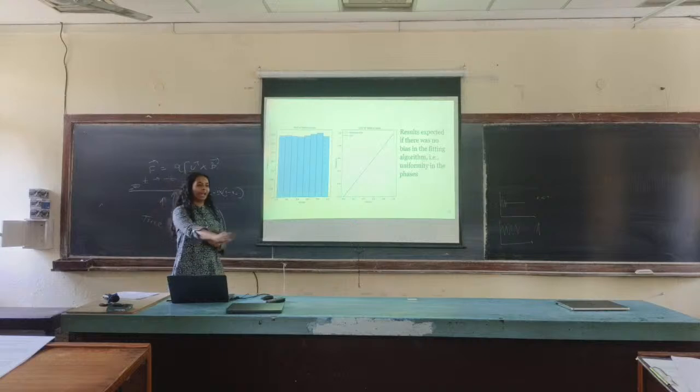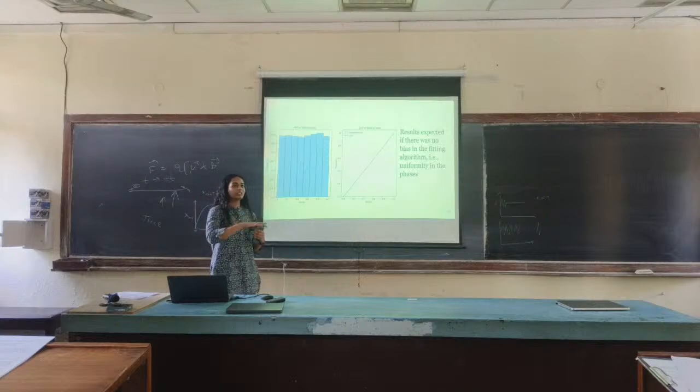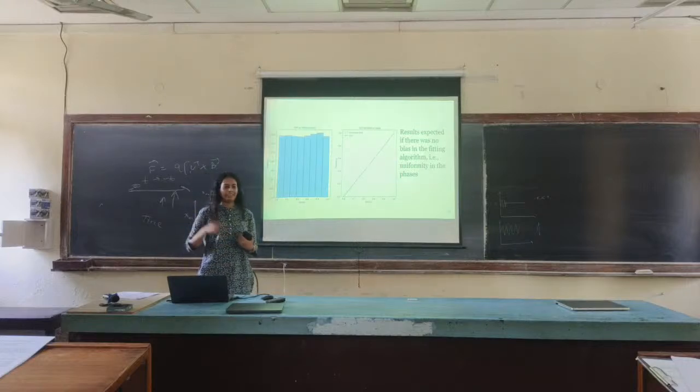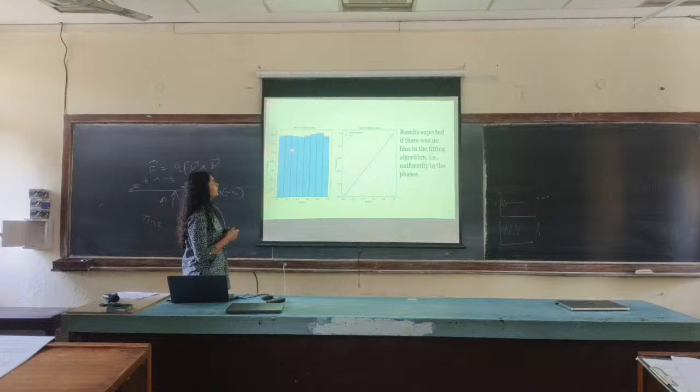So, if there was no bias in our database, there's an assumed uniformity that we're working with, because the star doesn't know when we're taking its data, right? So there should be, in the input, no bias for the phases. So if there was no bias, a probability distribution would look something like this, and a cumulative distribution would look like this.